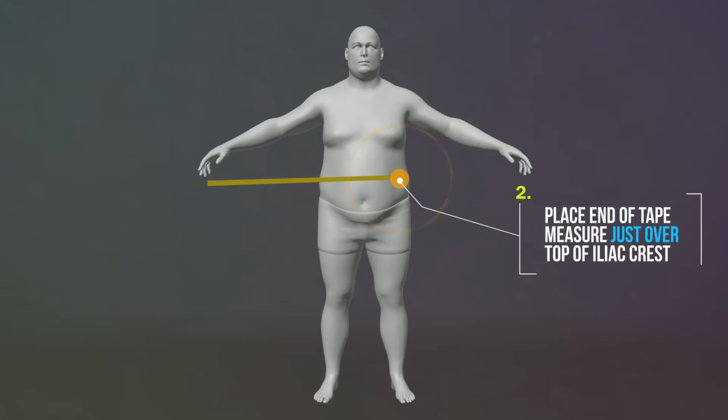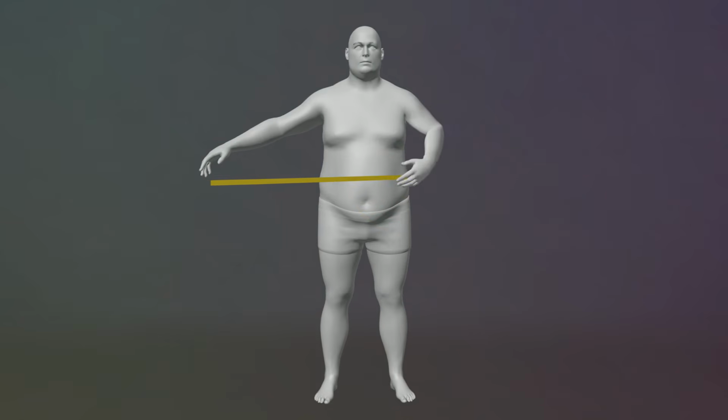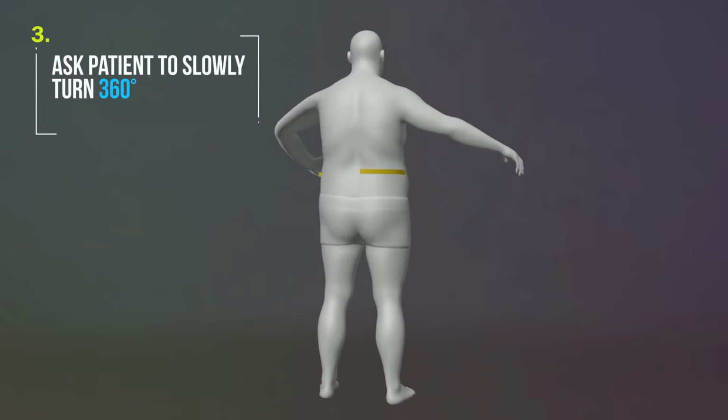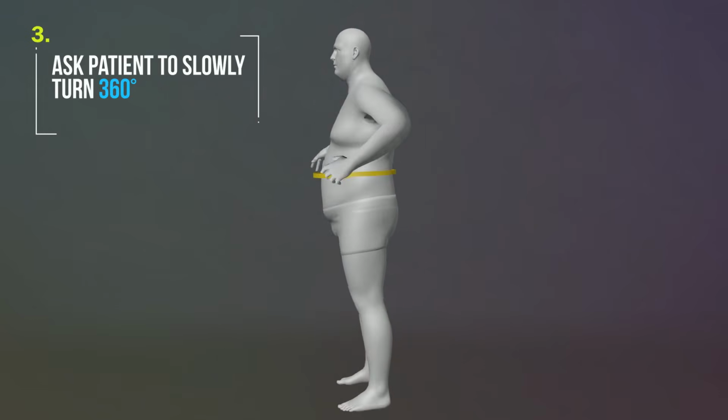Place one end of a tape measure just above the top of the iliac crest. Have the patient hold this end of the tape measure in place. While you hold the slack of the tape measure, ask the patient to slowly make a 360-degree turn.